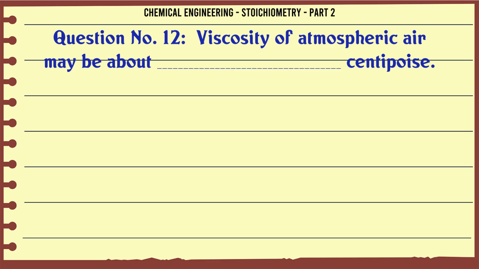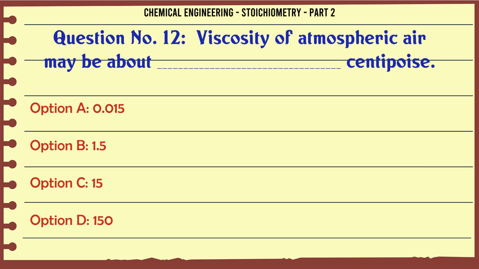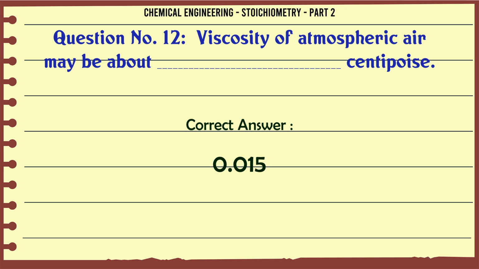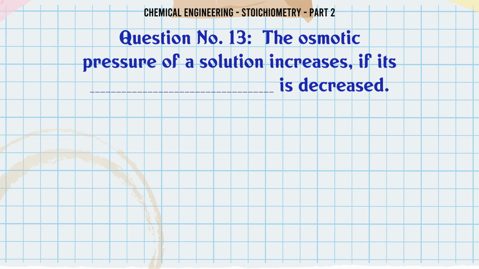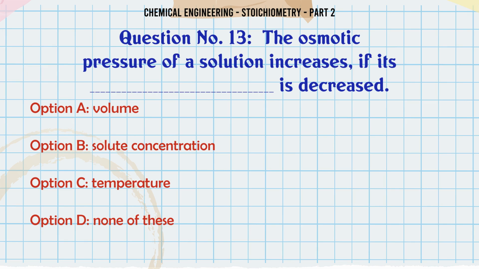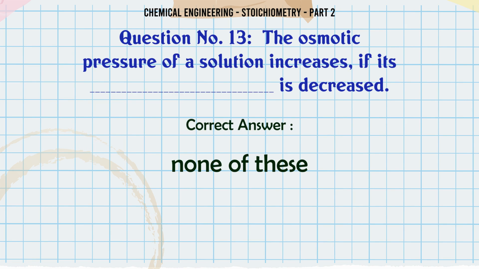Viscosity of atmospheric air may be about centipoise. A 0.015, B 1.5, C 15, D 150. The correct answer is 0.015. The osmotic pressure of a solution increases if its is decreased. A. Volume, B. Solute concentration, C. Temperature, D. None of these. The correct answer is none of these.